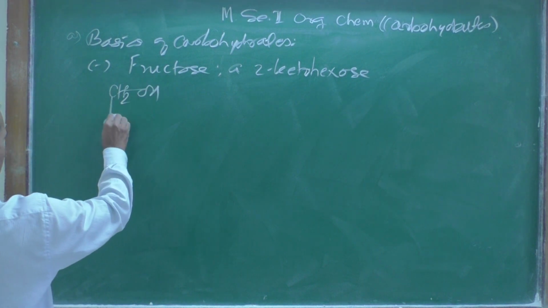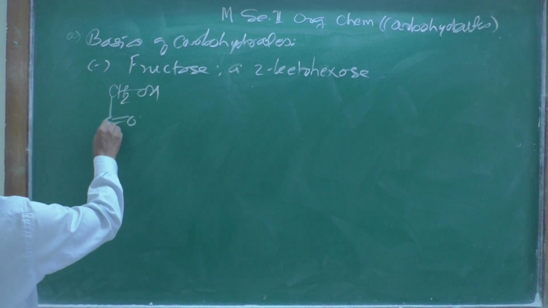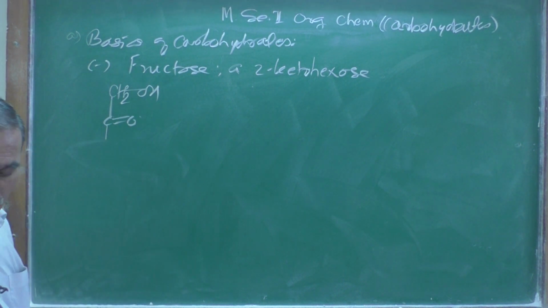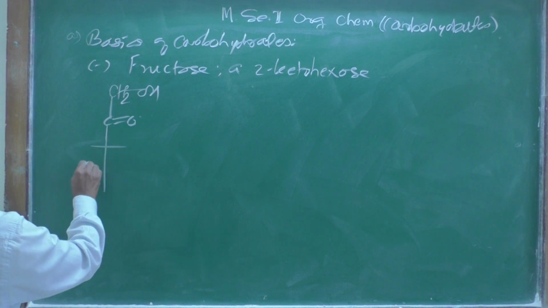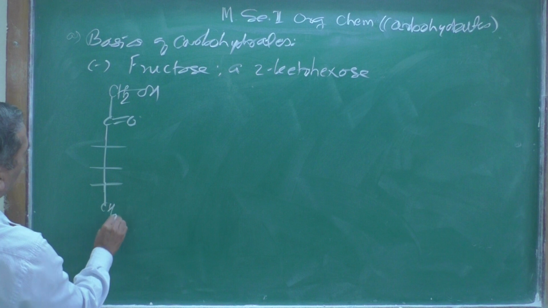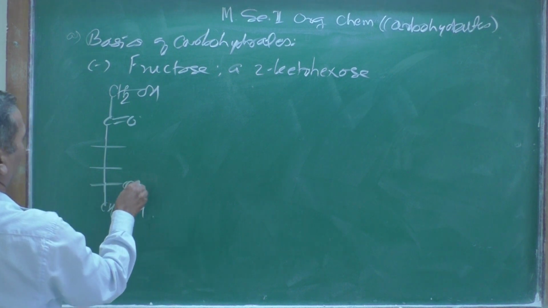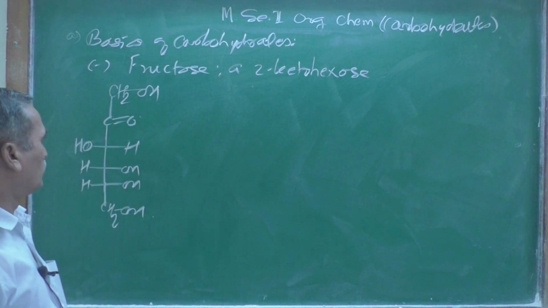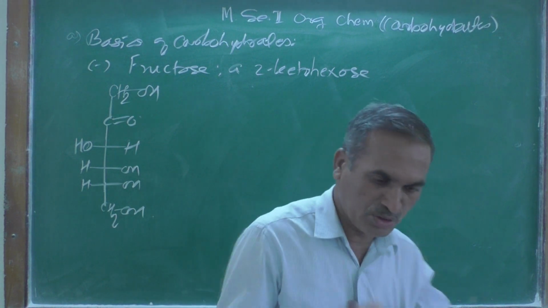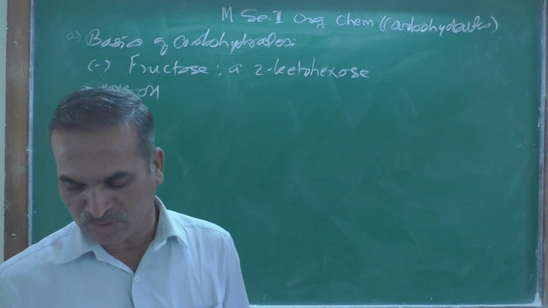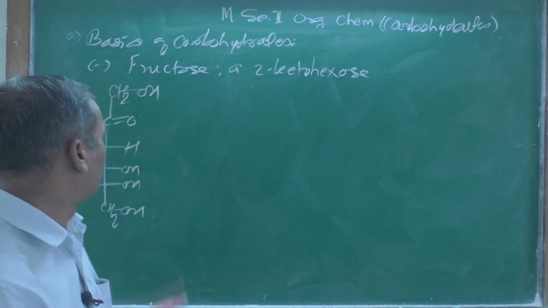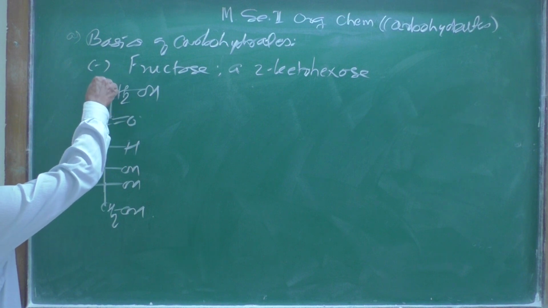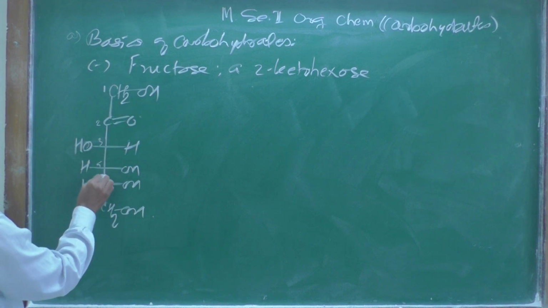CH2OH, and here 2-ketose means a carbonyl group at the 2 position, then CHOH four times. Specifically, 1, 2 and 3 are there, and the fourth one is CH2OH. Now OH on that side, and here OH and OH. One secondary alcohol is oxidized, and we get this type of carbonyl. So the number of carbon atoms present in fructose is 1, 2, 3, 4, 5 and 6.